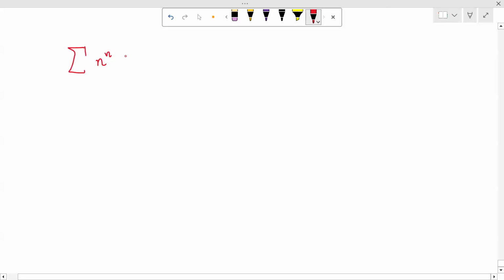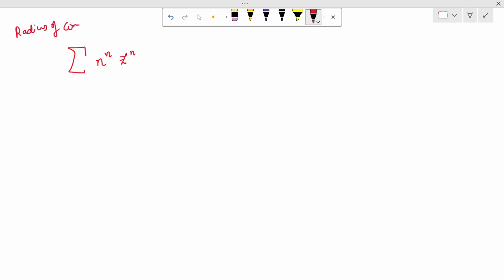Let us say the series n raised to power n, z raised to power n. What can you say about the radius of convergence? I'm giving you a series where I want to find the radius of convergence. Clearly, an is equal to n raised to power n. And you know from real analysis by now that it will not be good to use a ratio test here, so it is better to use the root test.